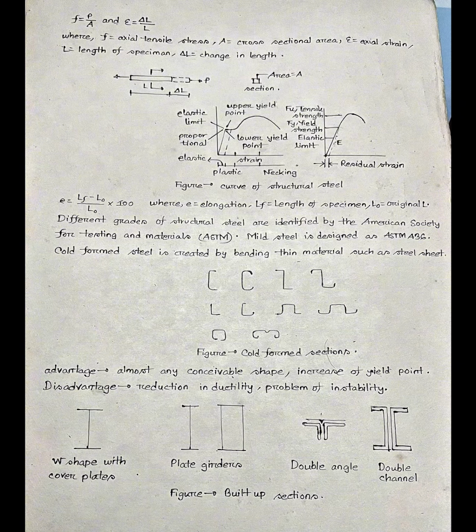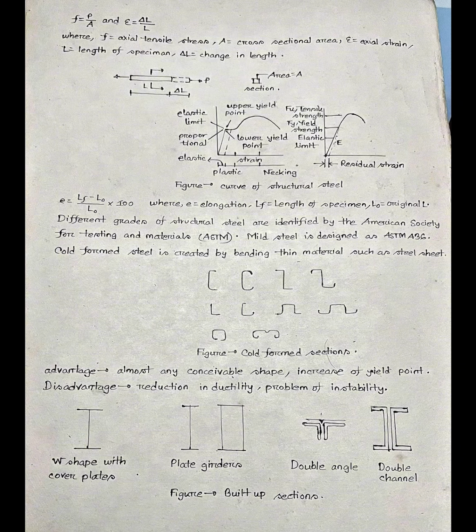Mechanics and steel sections, where F equals axial tensile stress, A equals cross-sectional area, epsilon equals axial strain, L equals length of specimen, delta L equals change in length. A small diagram shows a specimen of length L subjected to a tensile force P with the resulting elongation delta L and cross-sectional area A.